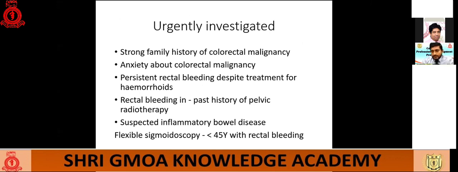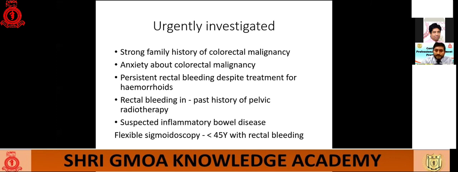The other patients who need urgent referral are patients with a strong family history of colorectal malignancy, and who are very anxious about colorectal cancers. And if a patient who had hemorrhoids still has persistent bleeding, they should be referred for further assessment. And patients who had previous pelvic radiotherapy or suspected inflammatory bowel disease should be subjected to further assessments.